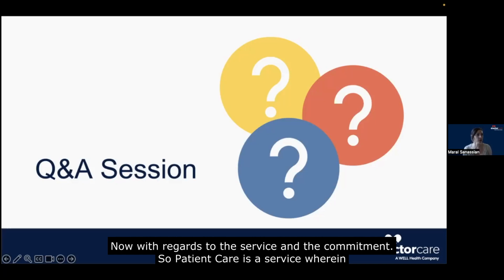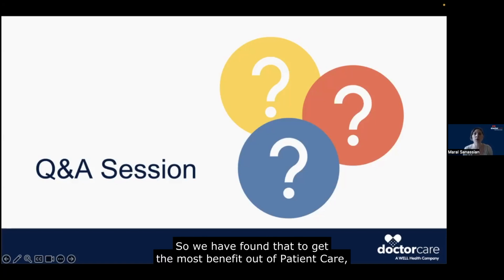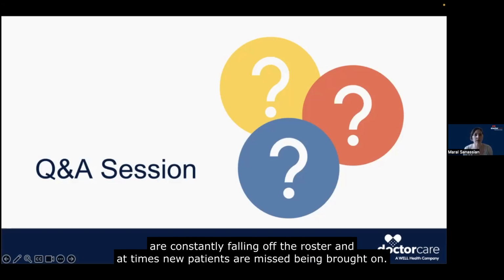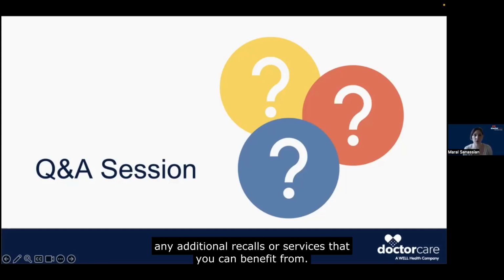Now, with regards to the service and the commitment, patient care is a service wherein we'll be able to support you over a 12-month term. We have found that to get the most benefit out of patient care, monthly upkeep of your roster is highly impactful throughout the term, as patients are constantly falling off the roster and at times new patients are missed being brought on. So we do support you over a 12-month term, reviewing your roster month to month and supporting you with any additional recalls or services that you can benefit from.